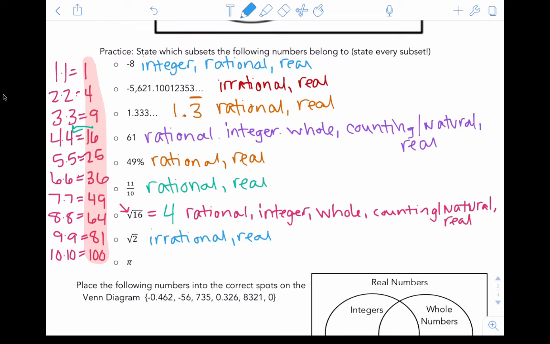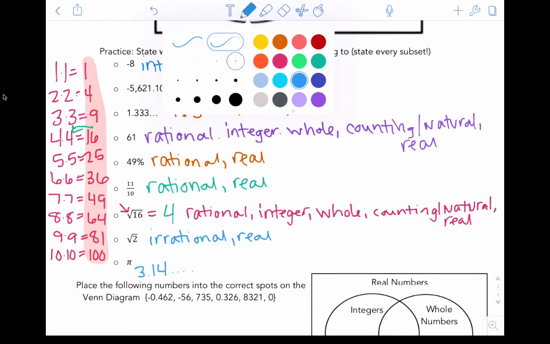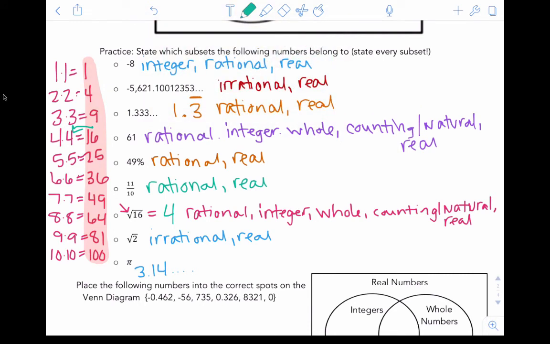My last number here is pi, which we should know is 3.14 something something something that goes on forever. That decimal goes on forever. There's no pattern to it, so that means it is irrational. And then, of course, that is still real.